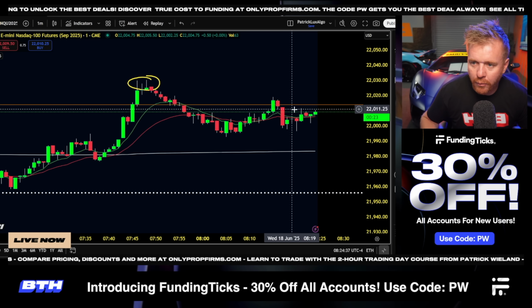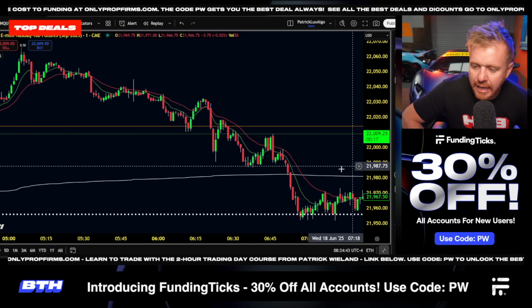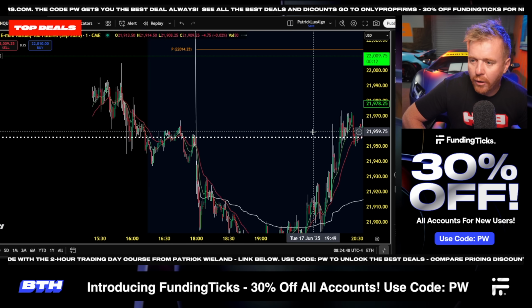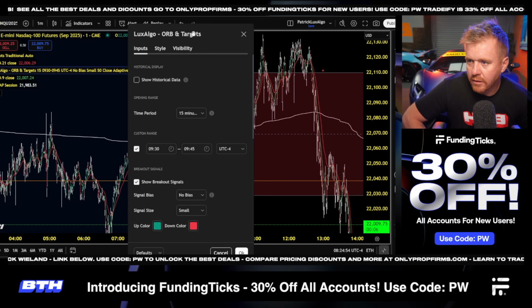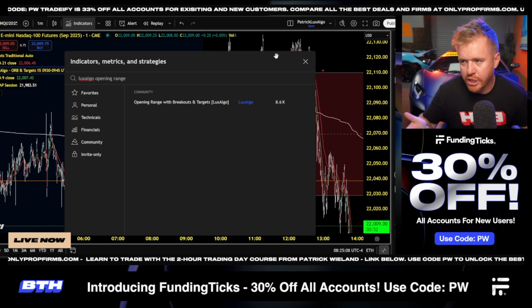We've got that pivot point there. Now we're below that pivot point. We got the VWAP down there. We got all that stuff going on. And then the end-all be-all free indicator that I use every single day to make all this big old money is right here. The Lux Algo, right? Lux Algo opening range breakouts and targets. If you go to free indicators, check it out, TradingView.